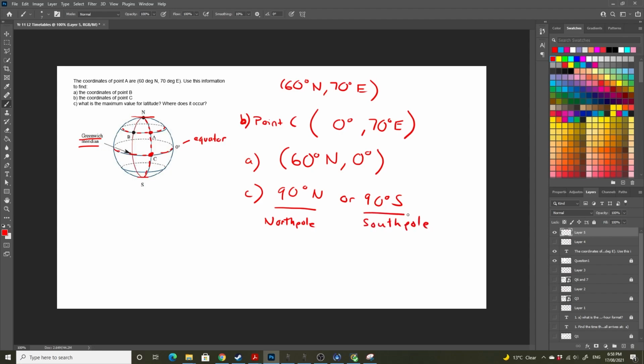So now that we've had a look at these, and you've had a basic understanding of what latitude and longitude are, and you've also done a quick problem, we can go on with the rest of the problems associated with this particular subject.